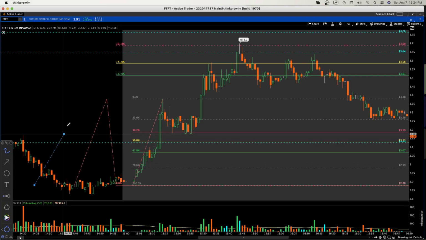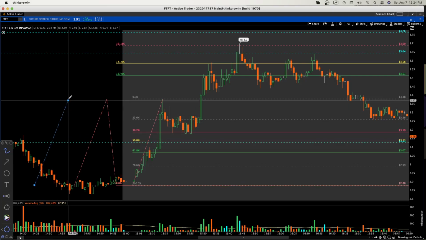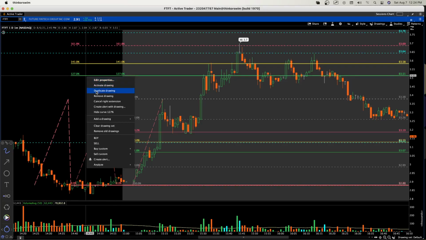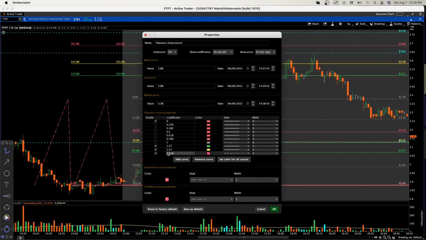From the start of the move to where it started pulling back down, you see they match up there. But I'm going to change these. So let's edit these properties and put in the other ones that these other people use, and let's just see how they match up.